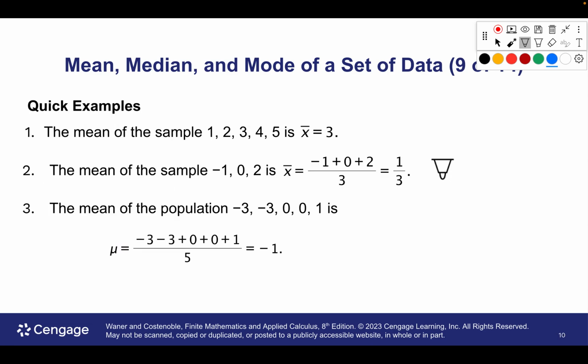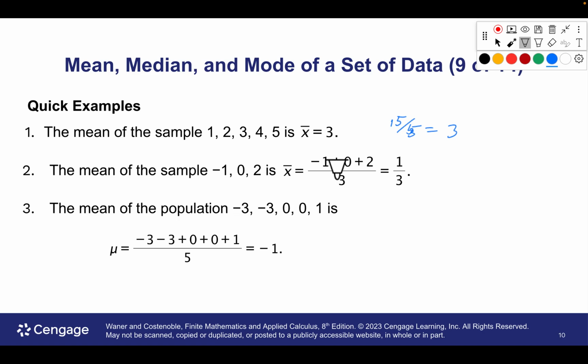Okay, so here's some examples. The mean of the sample 1, 2, 3, 4, 5. Add them all together, divide by 5, and you get 3. If you add them together, you'll get 15. 15 divided by, because there's 5 pieces of data. That's where we got the 3. Is that really 15? Yeah, because 4 plus 1 is 5, 5, there's 3 5s.